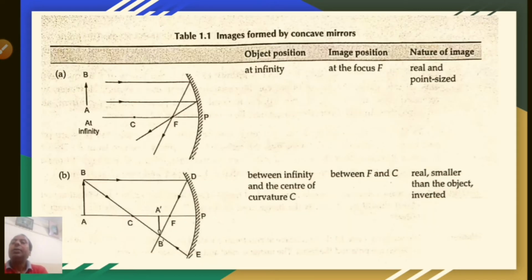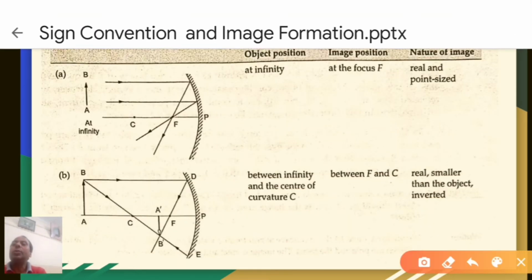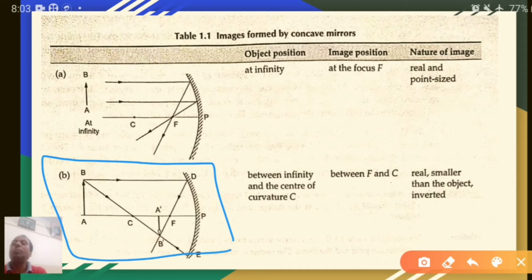Okay, now another case. Look at this ray diagram. What is the position of the object? The object is between infinity and the center of curvature C. Listen sincerely. This means that the object is beyond the center of curvature, at any measurable distance. So the image will be formed between F and C. The object is beyond C, the image will be formed between F and C.